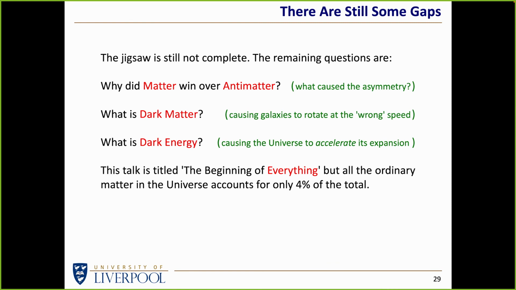So this talk is entitled The Beginning of Everything, and I've tried to make it clear that we were thinking about the origin of everything that we can see in the observable universe. All the galaxies with all of their billions of stars and planets, and all the gas and all the dust and everything that we can observe. But of course, everything that we can observe is only some 4% of everything that's out there. The other 96%, the dark matter and the dark energy, that of course is still a bit of a mystery.